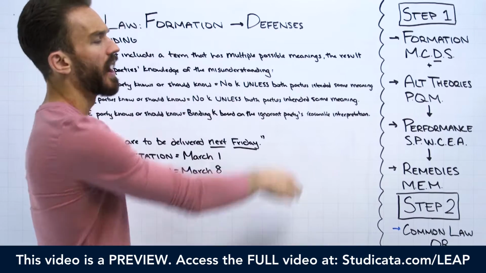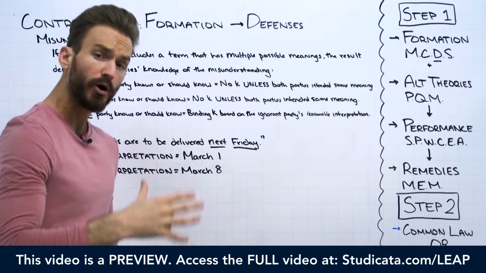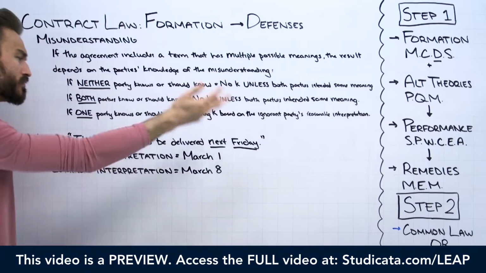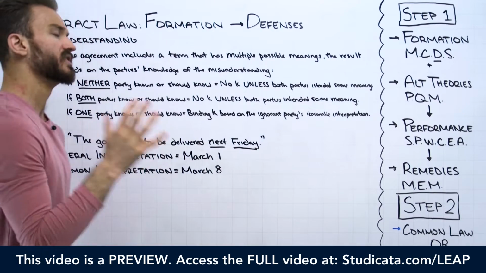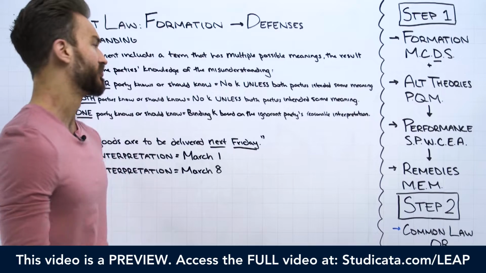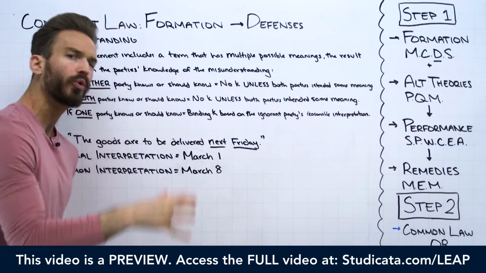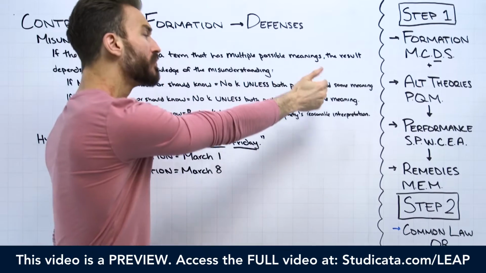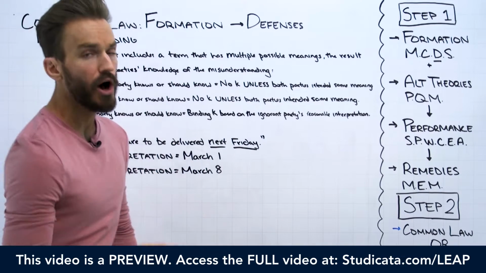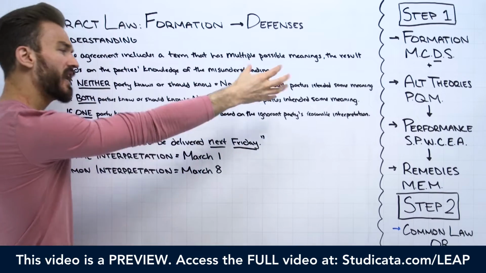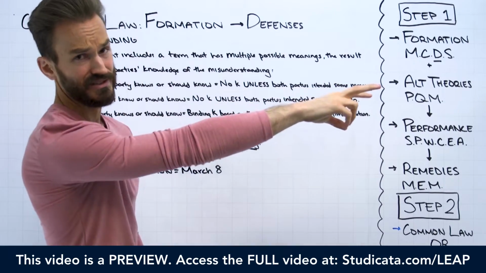And we have three possible results here, three possible combinations. Either neither party knows or should know of the misunderstanding, both parties know or should know of the misunderstanding, or one party knows or should know of the misunderstanding. If neither party knows or should know of the misunderstanding, we say there's no contract unless both parties intended the same meaning. If both parties know or should know of the misunderstanding, same result. No contract unless both parties intended the same meaning.